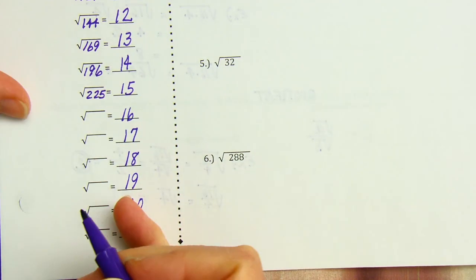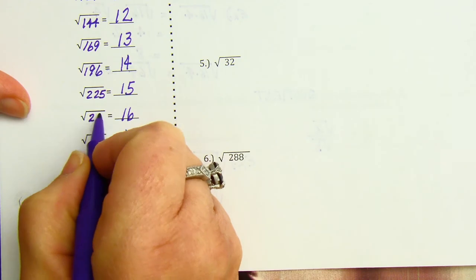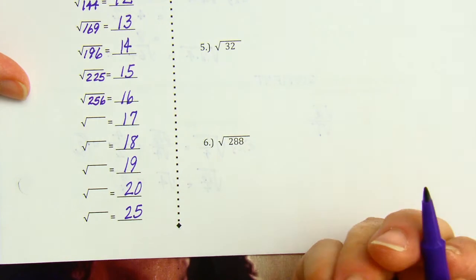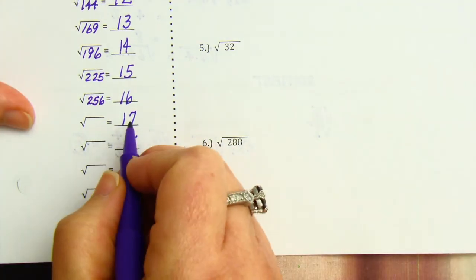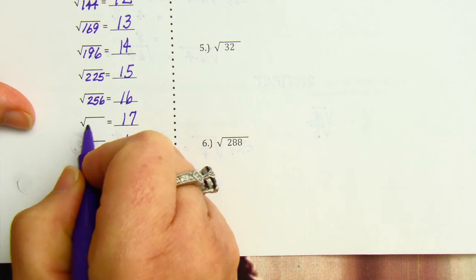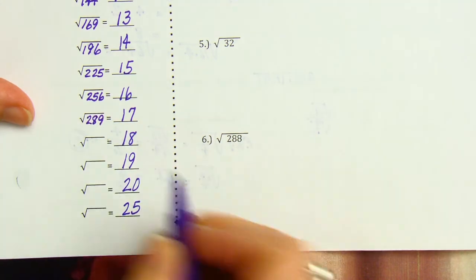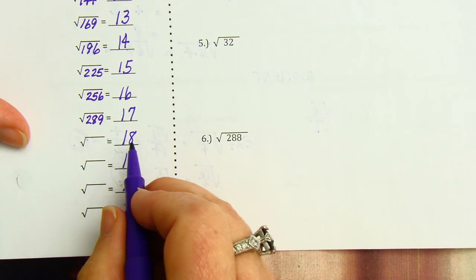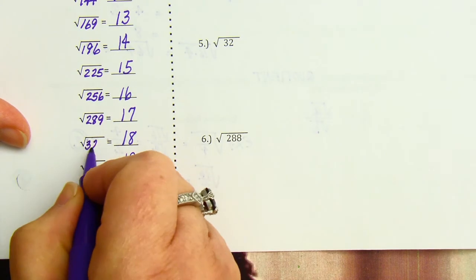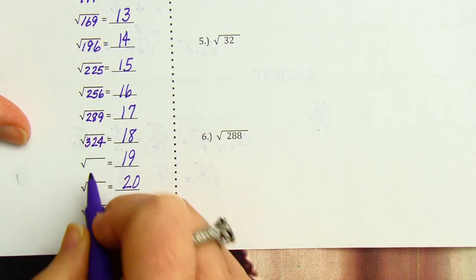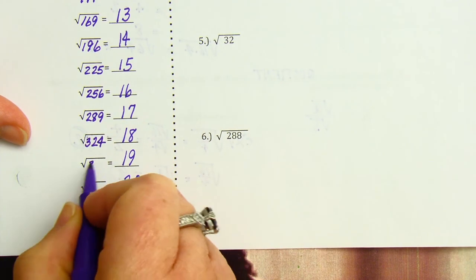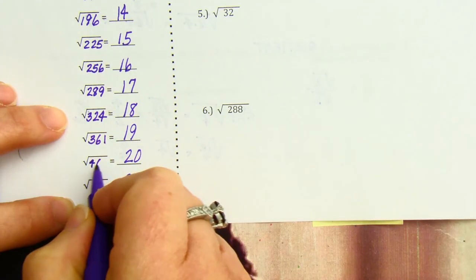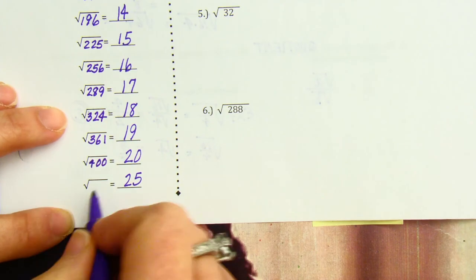16 squared is 256. Has to end in a 6, right? If I would do 16 times 16, 6 times 6 is 36. It ends in a 6. 17 squared has to end in a 9, right? 7 times 7, 49. And in fact, it's 289. 18 squared has got to end in a 4. 8 times 8 is 64. That's 324. 19 squared: 9 times 9 is 81, so this one ends in a 1. That's 361. 20 squared, that should be easy. That's 400. And 25 squared is 625.